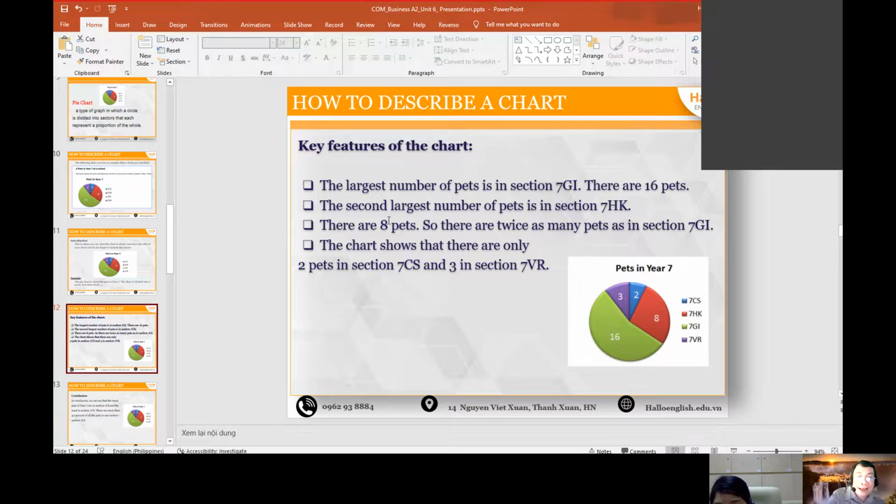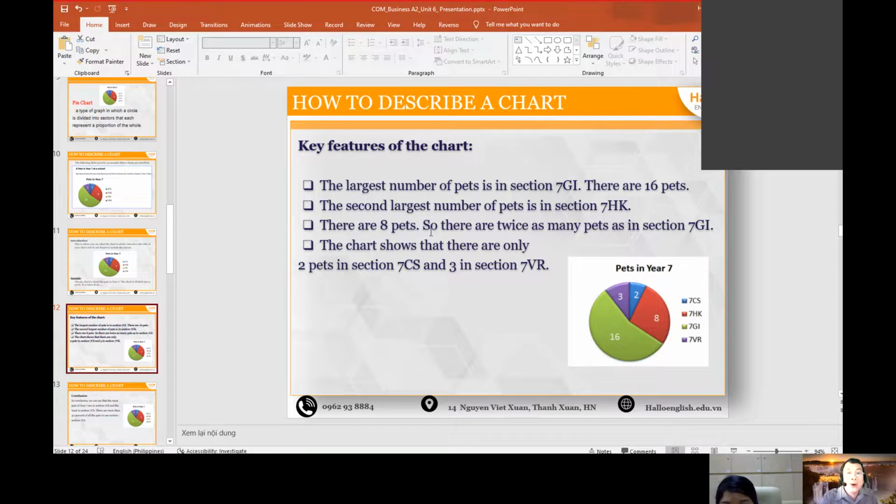The second largest number of pets is in section 7HK, and you can say there are 8 pets. Yes. Next. Oh, look at this one now. This one would be the answer. There are 8 pets.